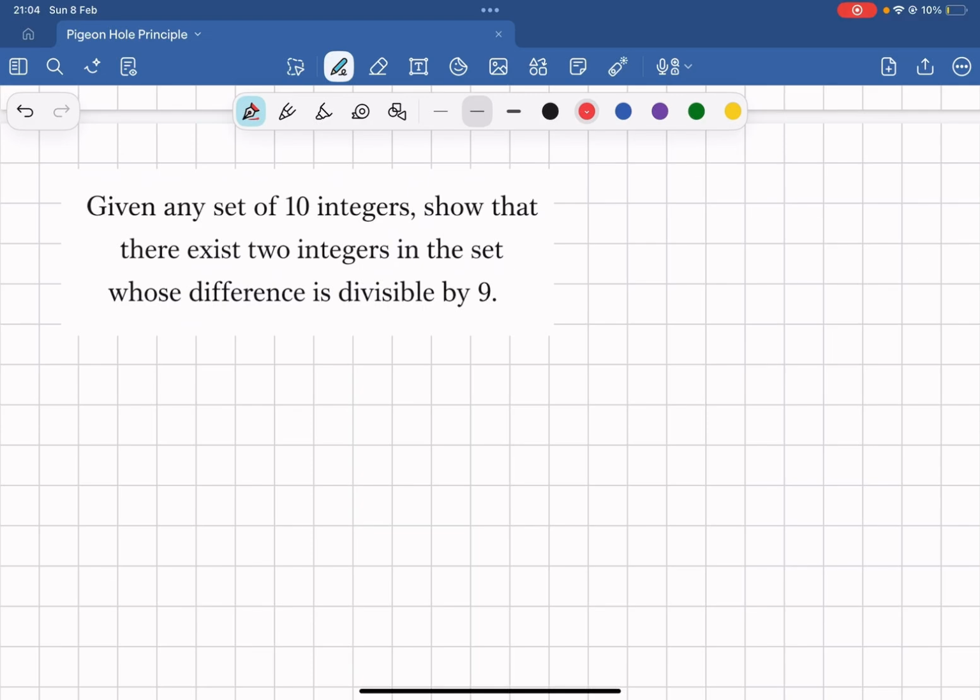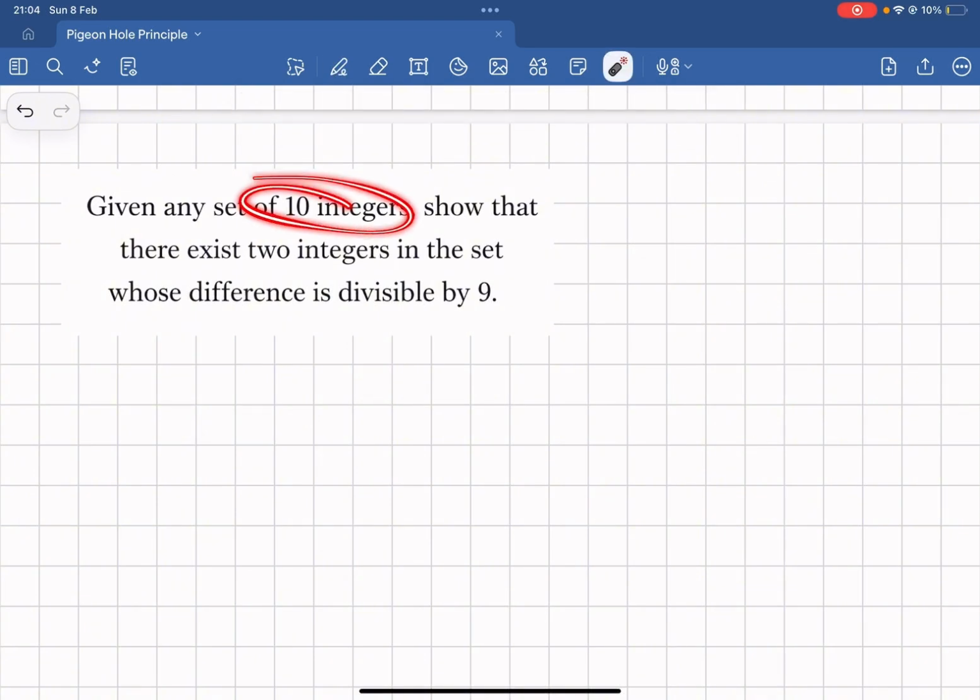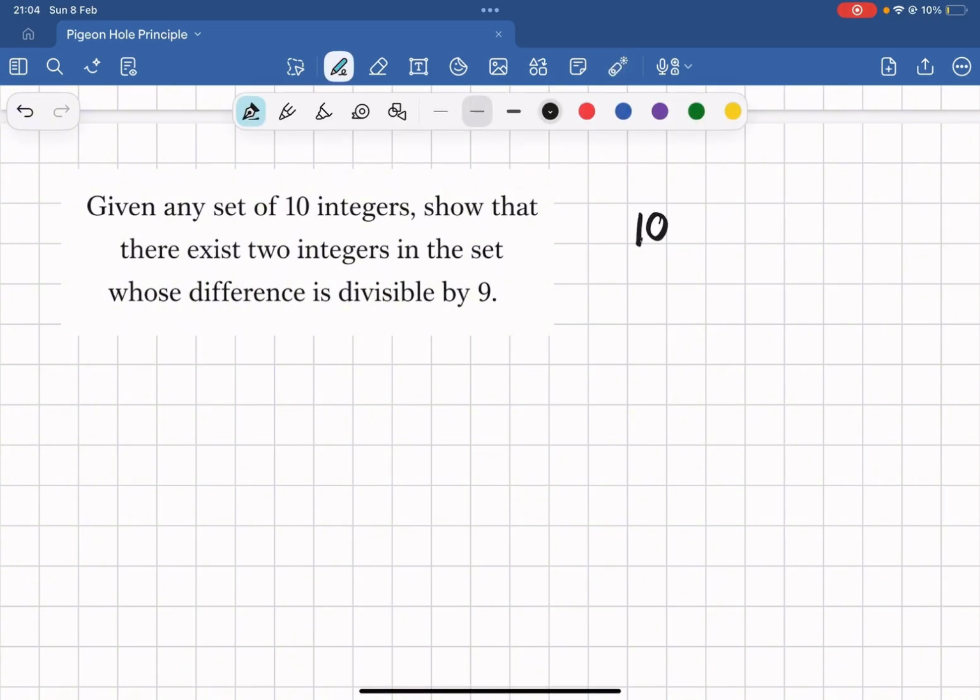Right, with a question like this, the first thing my mind would run to is, where the hell do I even start? Well, let's just start picking out key information from this question. 10 integers, and the difference of 2 of them is divisible by 9. Now notice here, we've got 10 equals 9 plus 1. Now this is a fact that you've known for years, since the age of 4 or 5, wherever. But why is this useful here?